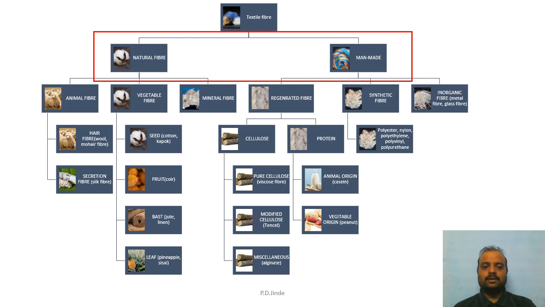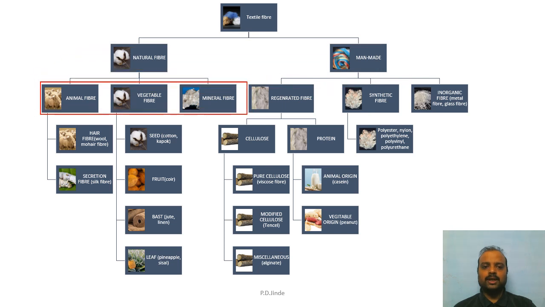Animal fibers are further subdivided into two types, that is hair fiber and secreted fiber. Hair fibers are extracted from animal hairs like sheep hair, camel hair, yak hair, etc. Whereas secreted fibers, like silk, are extruded from the silkworm. So silk fiber is classified as a secreted fiber, whereas sheep hair like wool is classified as a hair fiber. Both come under the animal fiber.